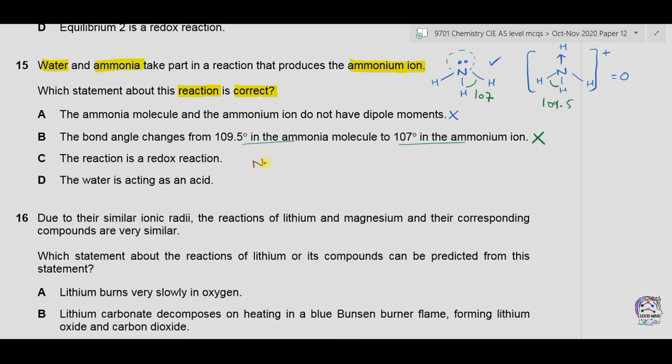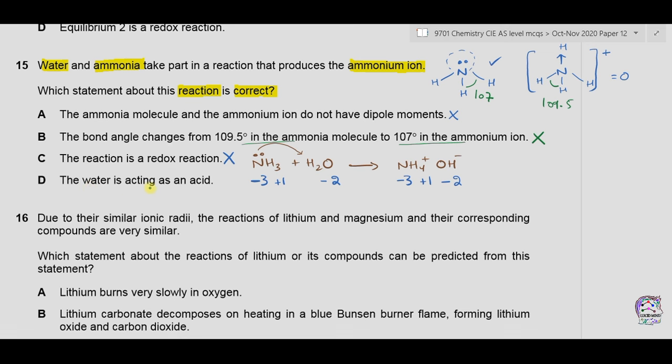Let's write the reaction of ammonia with water. We have NH3 with a lone pair, H2O. Ammonia gives its lone pair to H+, so it becomes NH4+ along with OH-. Nitrogen is -3 in ammonia, again it is -3 in ammonium ion, so no change in oxidation state has taken place. Similarly, hydrogen is +1 on the reactant side and +1 on the product side. Oxygen is -2 on the reactant side, -2 on the product side, so therefore C is incorrect.